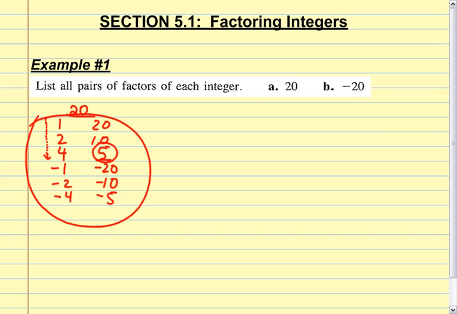Now, let's look at negative 20. Well, remember, to get a negative number when I'm multiplying, one has to be negative and one has to be positive. So I can do negative 1 times 20 and 1 times negative 20. Both of those give me negative 20. Negative 2 times 10 and 2 times negative 10. Those both give me negative 20. Negative 4 times 5 and 4 times negative 5. Those both give me negative 20.